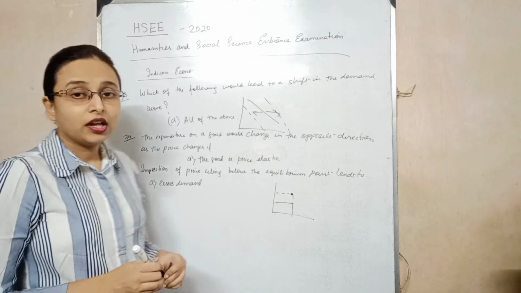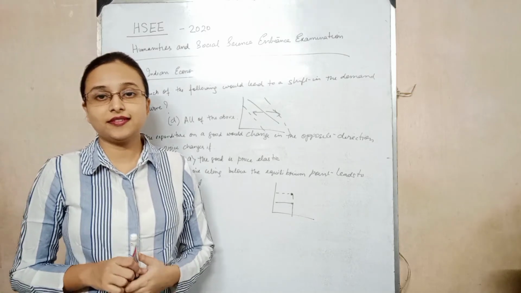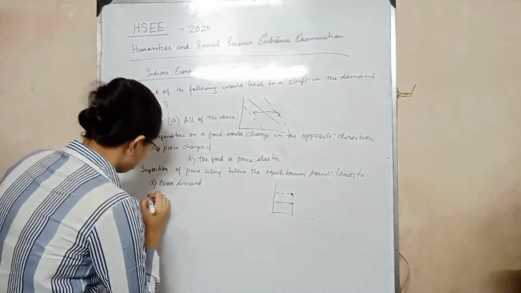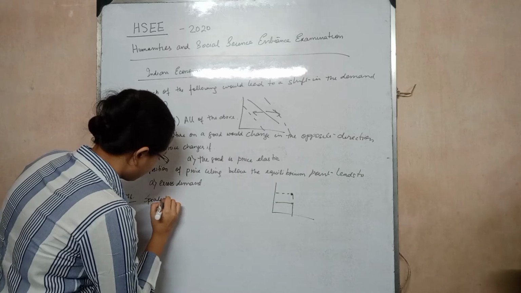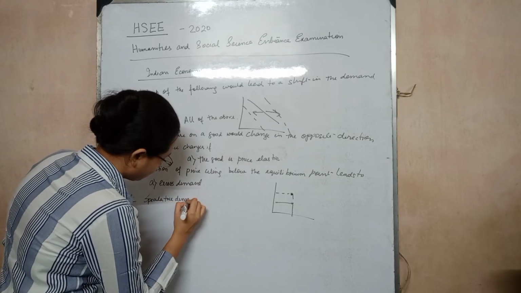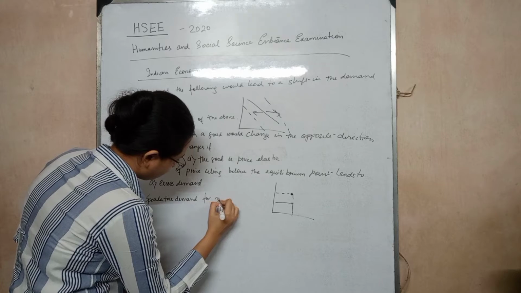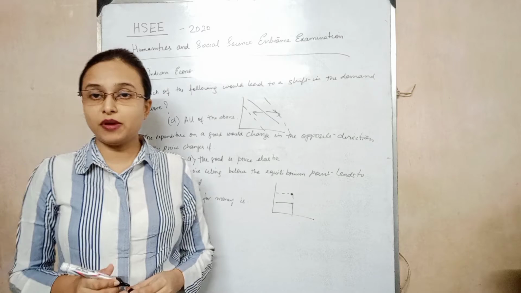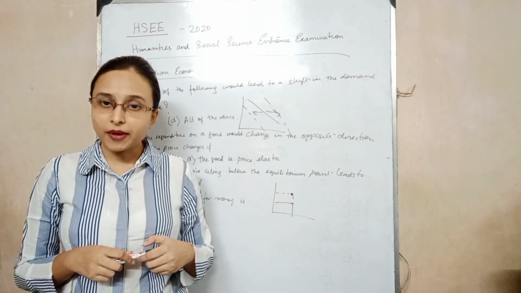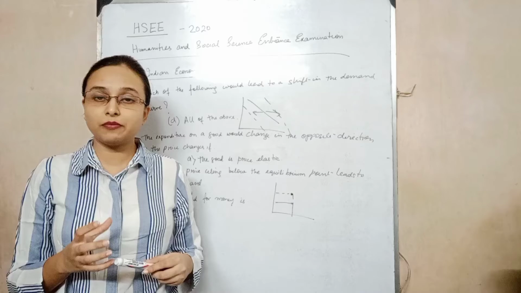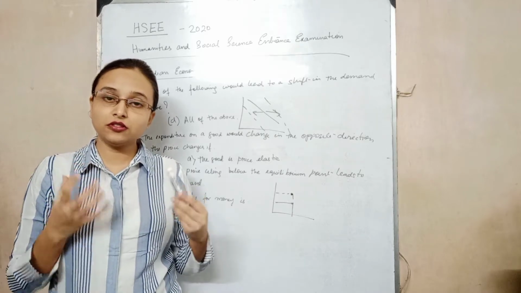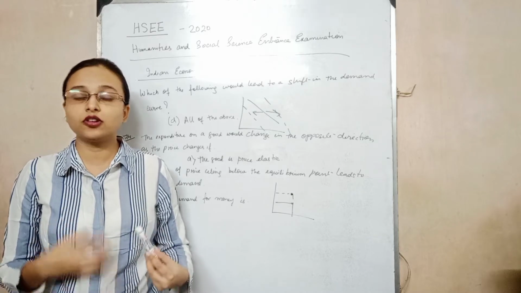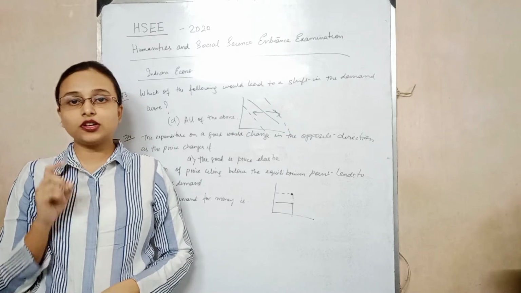Question number 76 says: speculative demand for money is... Now, what is speculative demand? Speculative demand is the liquid demand of cash. The demand of liquid money that we want to keep ourselves and not reserve or store in the bank or deposit in the bank. That is called speculative demand.